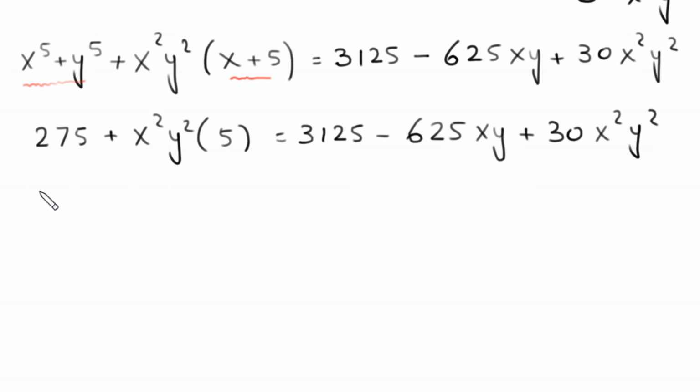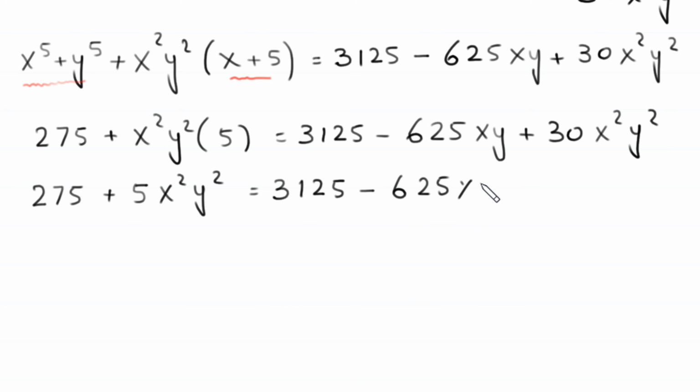Further simplify, this will become 275 plus 5 times x squared y squared equal to 3125 minus 625 times xy plus 30 times x squared y squared. Subtract 5x squared y squared and subtract 275 from both sides.